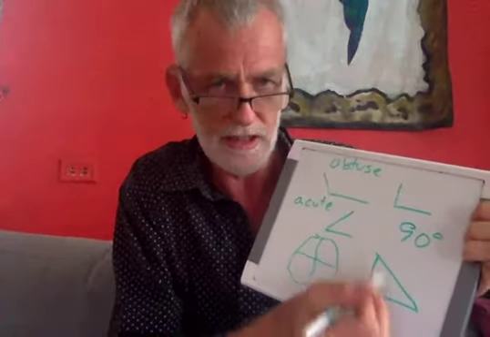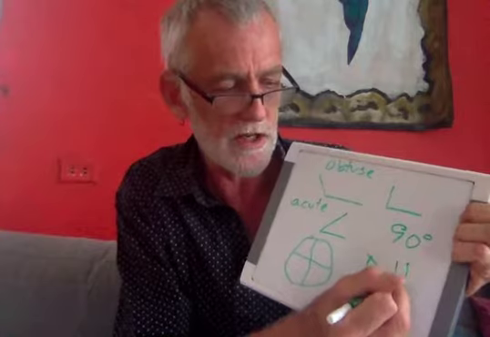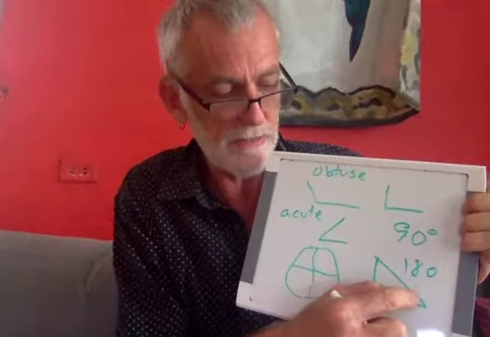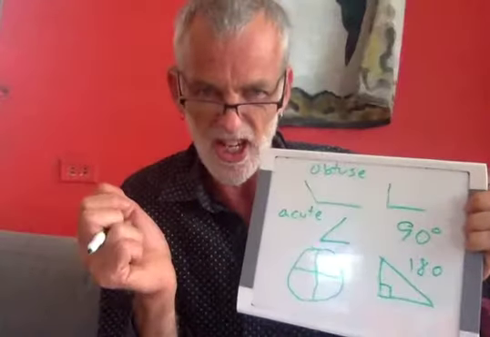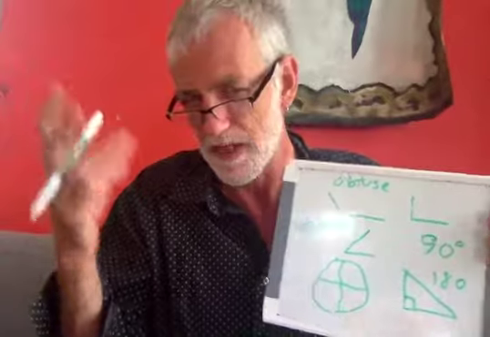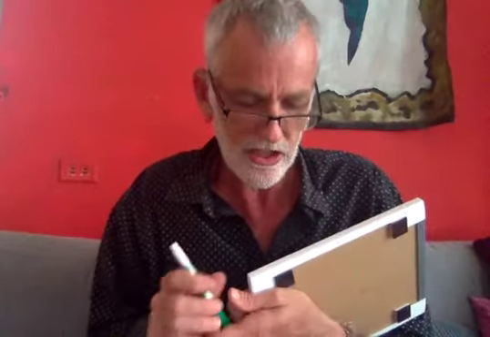All of the angles in a triangle add up to 180 degrees. Always, always, always. This angle plus this angle plus this angle is going to equal 180 degrees. I don't think we have to get into that, but keep it in the back of your mind for 8th grade.